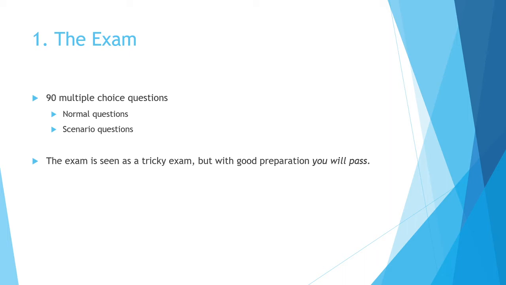Scenario questions. Here you get a long, screen-filling scenario. Then 4 to 5 questions are asked about this scenario. A large part of the text is irrelevant for answering the questions asked. For example, you get a question about a data breach, while in the text you also read about rights of data subjects, employment relationships, and direct marketing. That can be confusing. The exam is seen as a tricky exam, but with good preparation, you will pass.